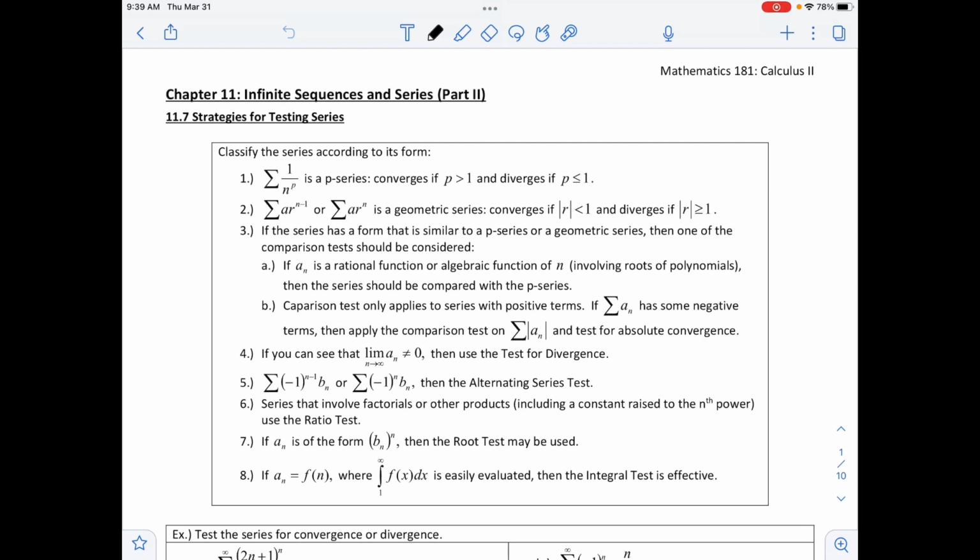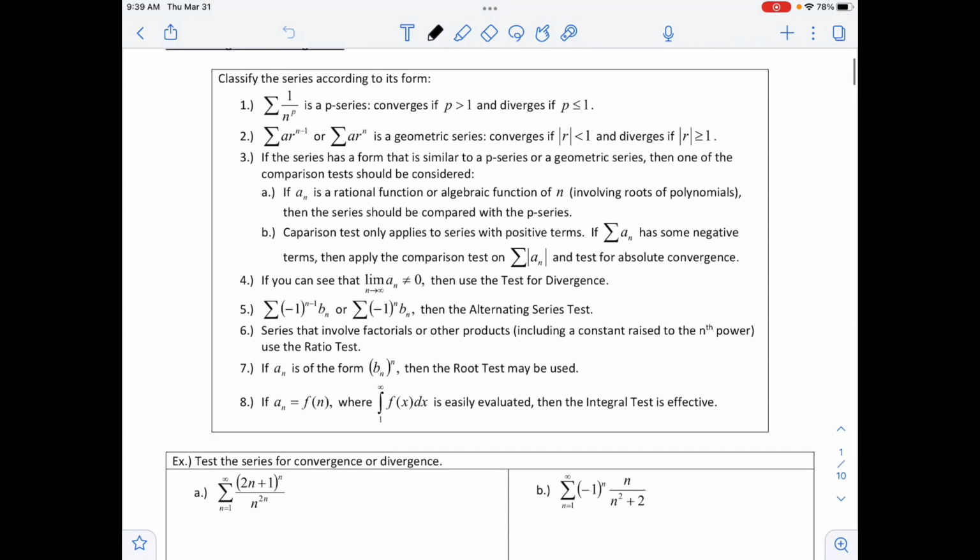So first thing is to classify the series according to its form. Don't forget that the sum of 1 over n to the p is a p series. And a p series is going to be convergent if p is greater than 1 and divergent if p is less than or equal to 1.